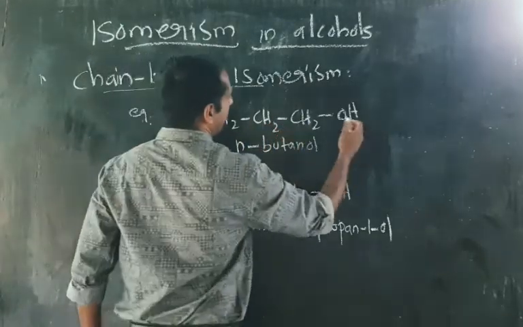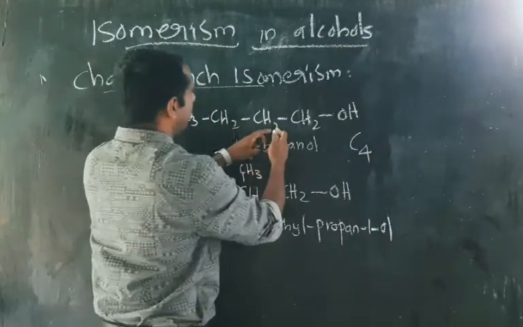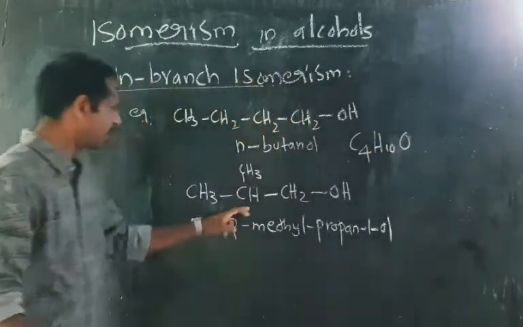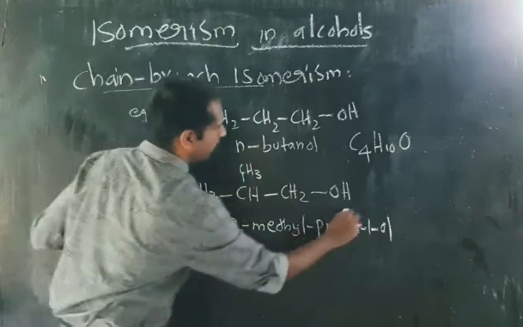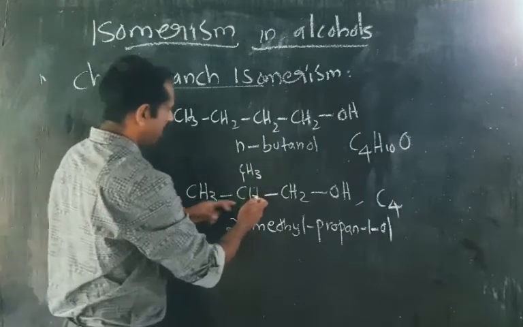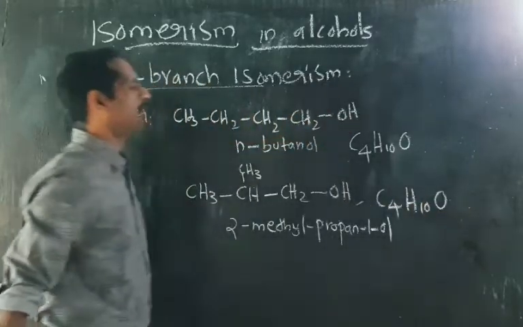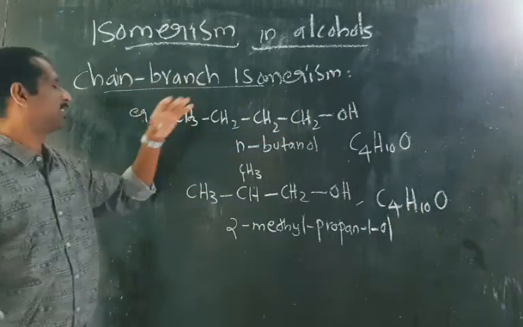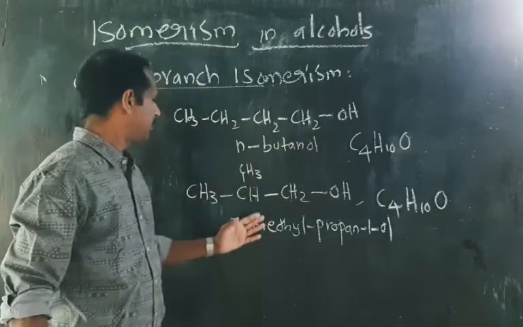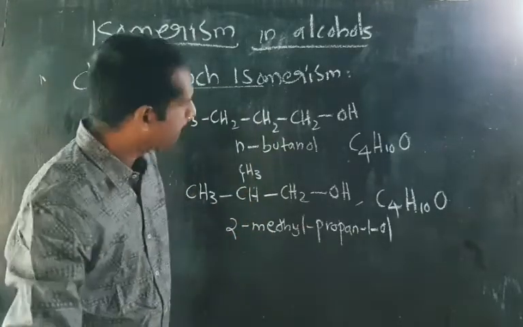So this is an example for chain branch isomerism, butanol, and you can see that 1, 2, 3, 4, C4H10O. And look at here, 1, 2, 3, 4, C4H10O. So this is an example for chain branch isomerism, n-butanol and 2-methylpropanol. This is an example for chain branch isomerism.